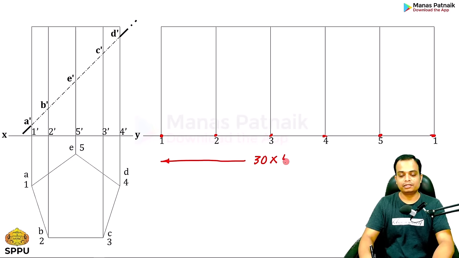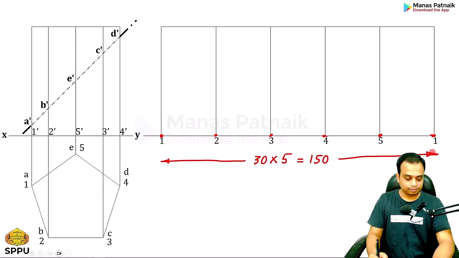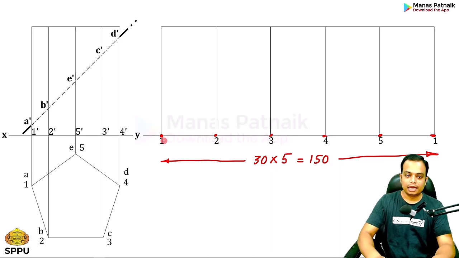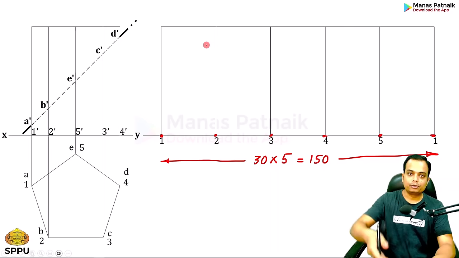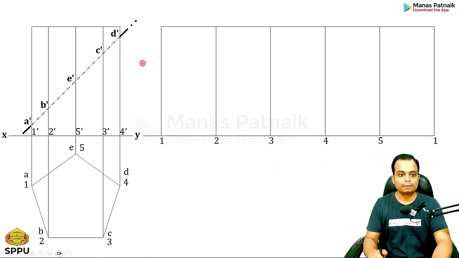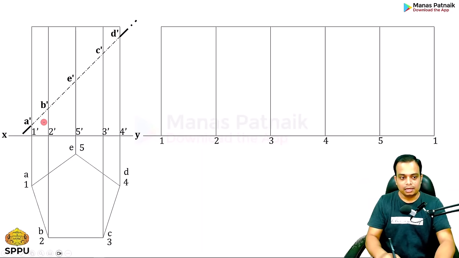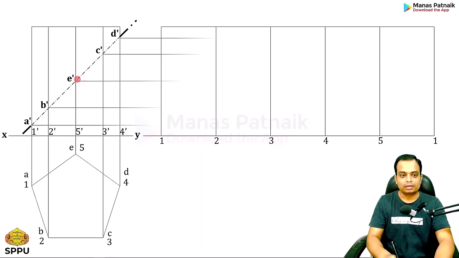You can even do the dimensions in this fashion: 30 cross 5 is equal to 150. That is the total length of the developed prism. Agreed? Yes. And from all of these points, you need to draw vertical lines. All of these vertical lines have a magnitude of 60. Done, sir. Now what? Now, with the help of a mini drafter, keep it absolutely horizontal and draw horizontal lines through A dash, through B dash, and so on.